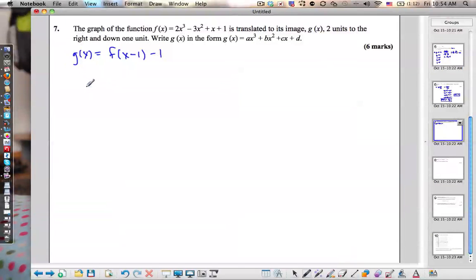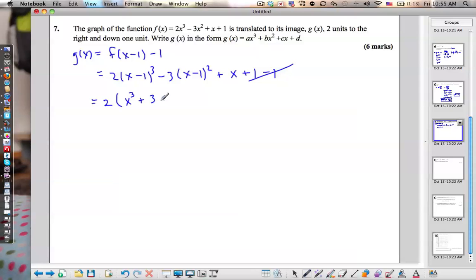So I'm going to just simply take the x's out here and plug in x minus 1, and then I'll just subtract 1 from the end here. So this is 2(x minus 1) cubed minus 3(x minus 1) squared plus (x plus 1) minus 1. So these will go away. So then that's 2x cubed plus 3. Let's see here. 3, no, I think that's a minus.